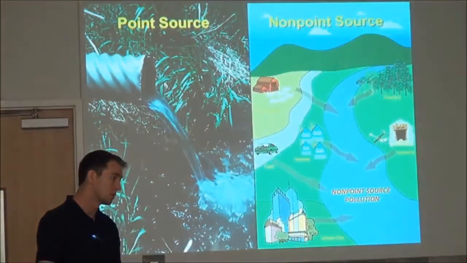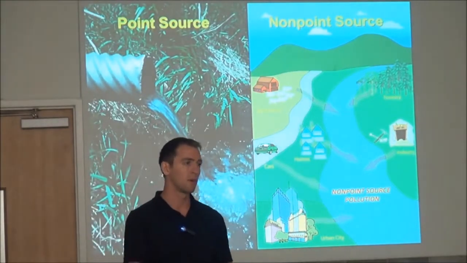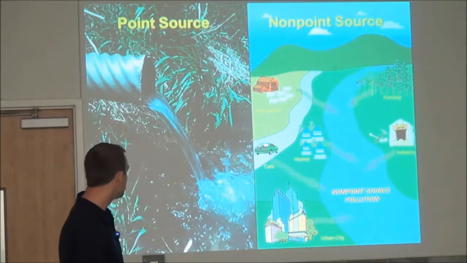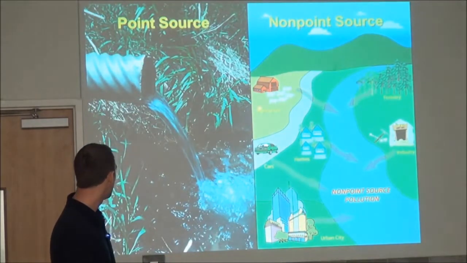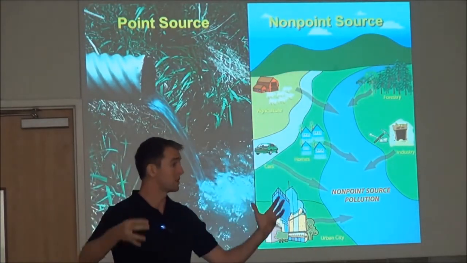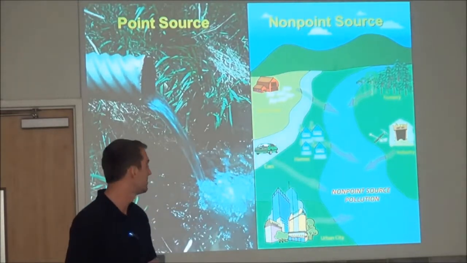And then you have non-point source pollution, which, as the name implies, doesn't come from a defined or discrete source, but rather from sources spread out across the landscape. So areas like urban areas, agriculture, industry, you name the sources, just basically everything that's not a point source is a non-point source. It's spread out and from a number of different sources.